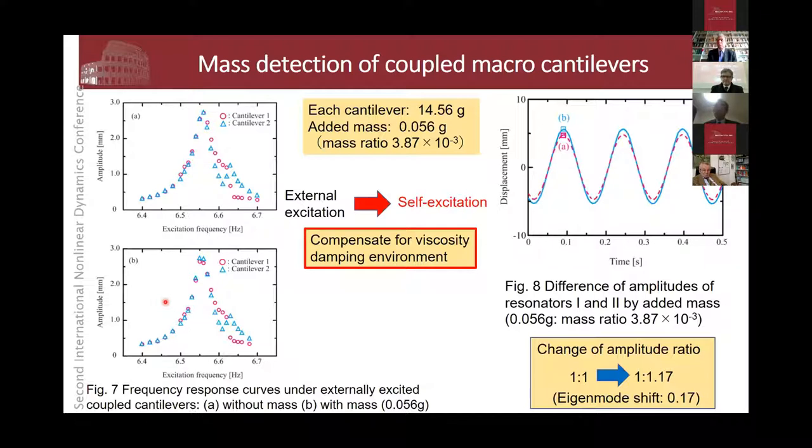Next, we detect the eigenmode shift by self-excitation. This is a time history of the self-excited cantilevers, as shown in figure 8. The amplitude ratio of cantilevers 1 and 2 is 1.17, which means that the added mass ratio of 3.87 times 10 to the minus 3 induced an eigenmode shift of 0.17. This high sensitivity is realized by compensation for the viscous damping in air by self-excitation based on the velocity feedback.